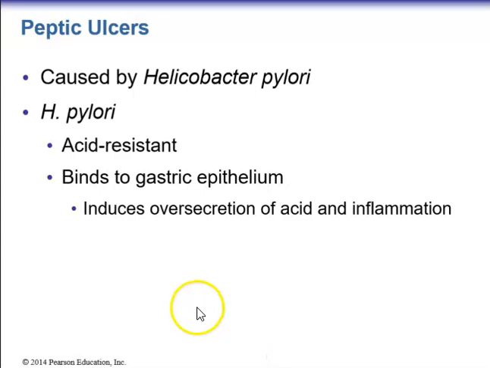Now, peptic ulcers are also caused by a specific bacteria called Helicobacter pylori, or H. pylori. So this bacteria is actually acid resistant and can bind to gastric epithelium, which induces oversecretion of acid and inflammation.